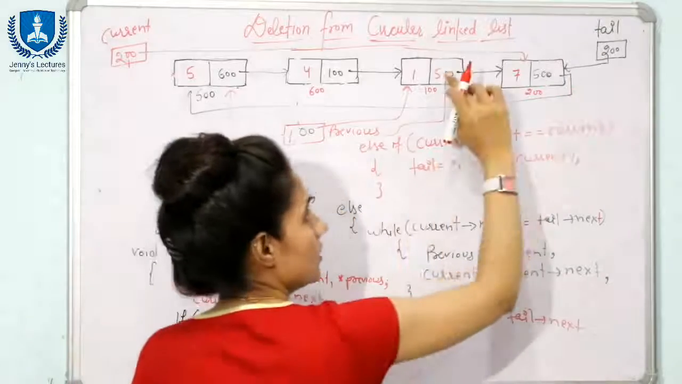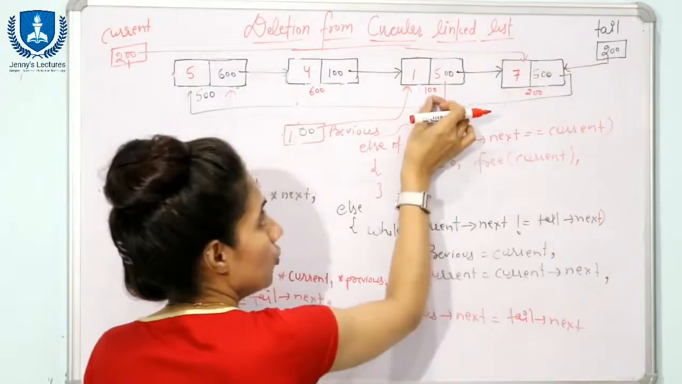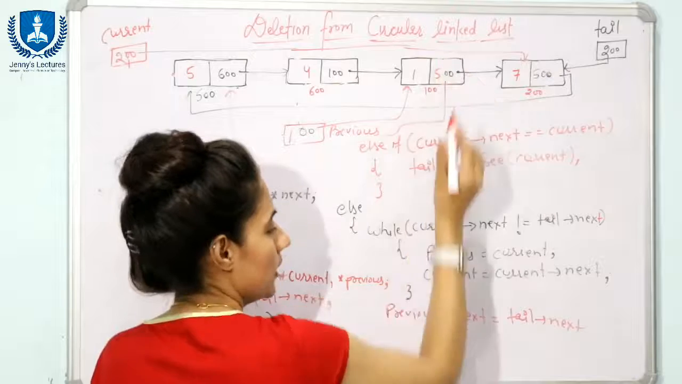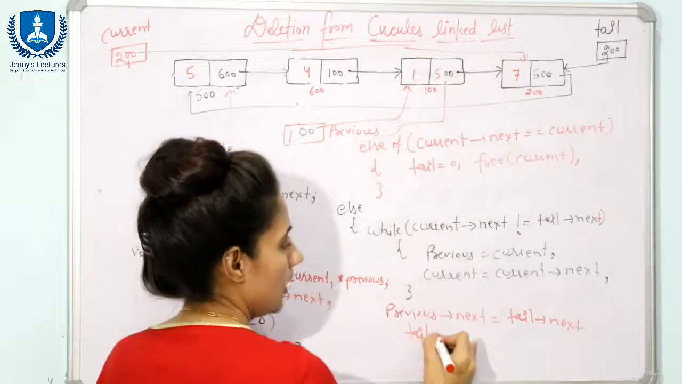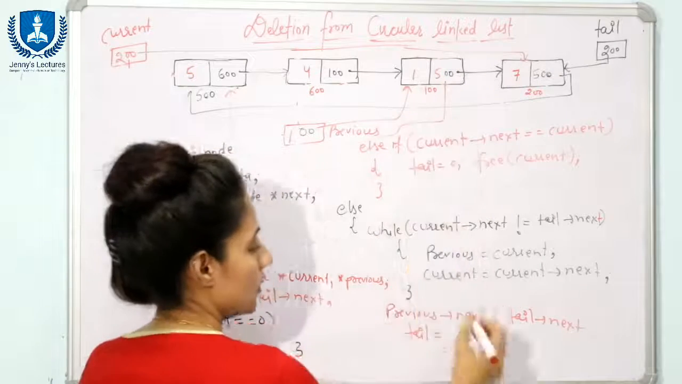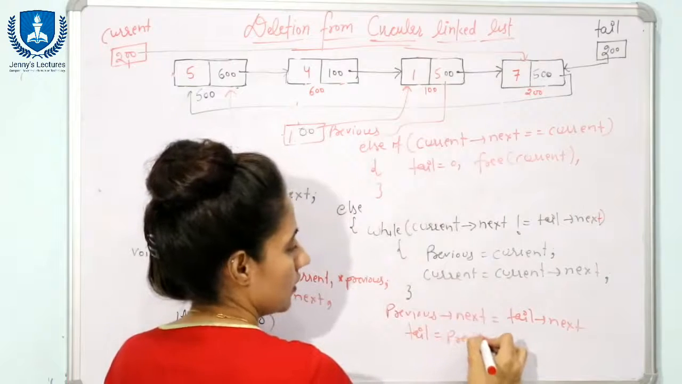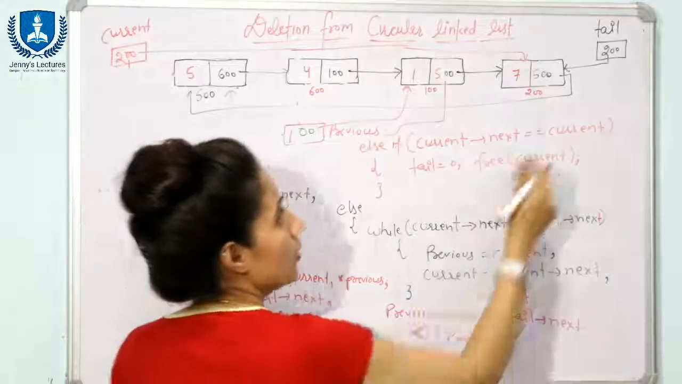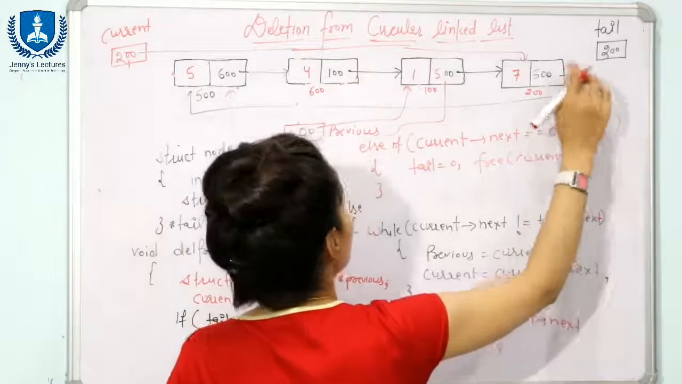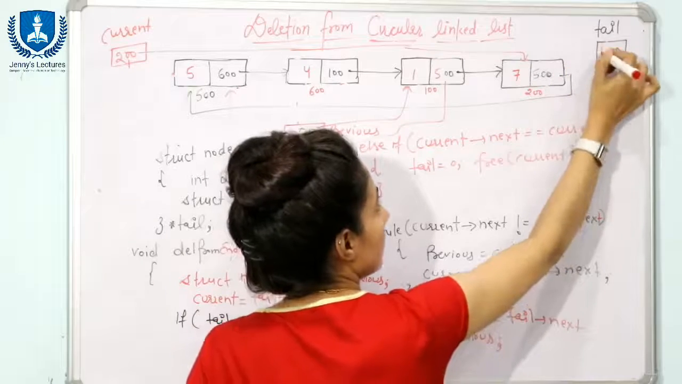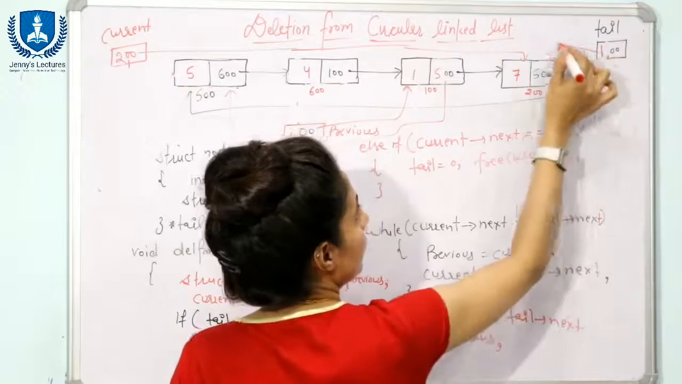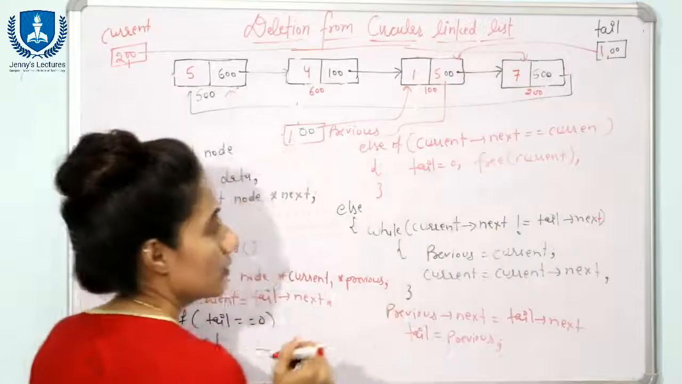Now we are going to update this tail. In tail we will store 100 because this is going to be the last node now. So from where can I get 100? In previous I have 100, so tail is equal to previous, right? So now tail is containing what? 100. Now tail is pointing to this node, right?